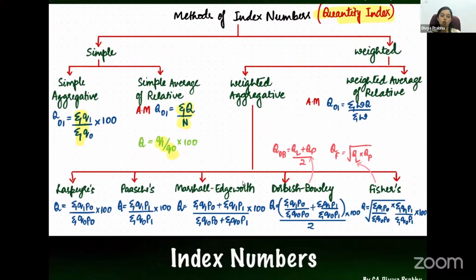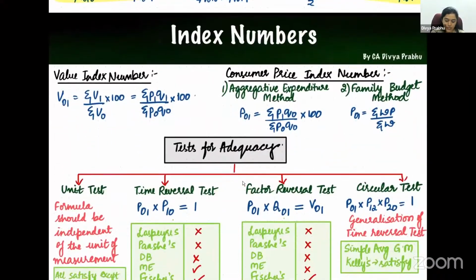In the place of Q, you have to substitute with P. That's all. All these formulas you can construct using the price index number itself just by interchanging P and Q. Got it? This is the price index number.